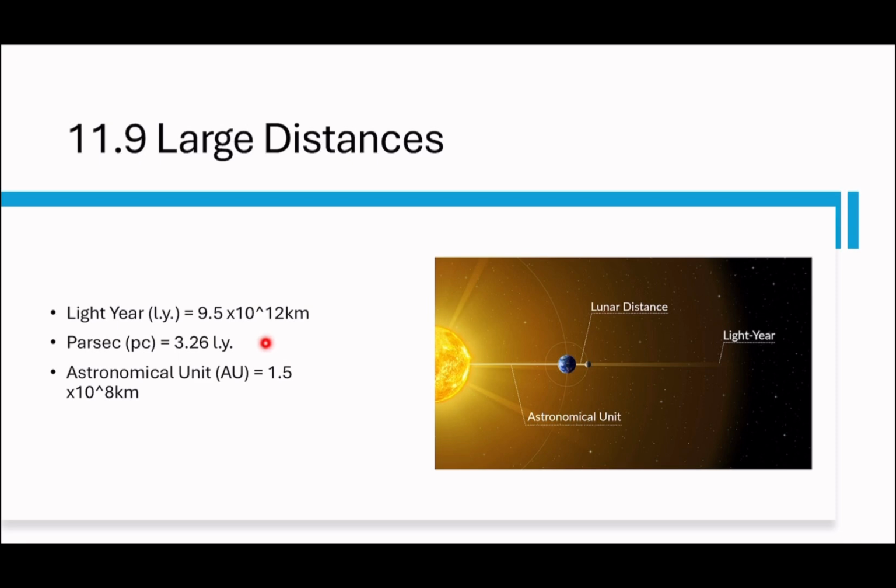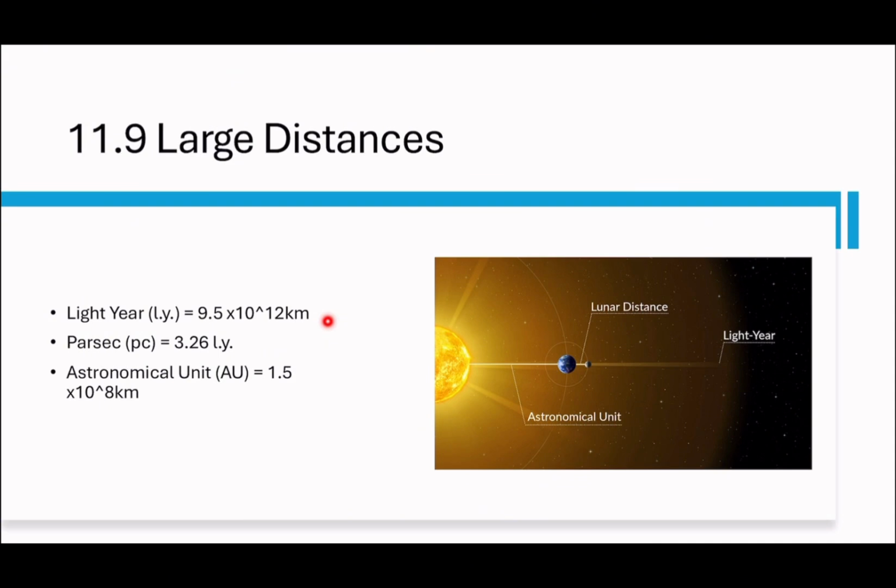and it is used more by professional astronomers. Light year is used by more amateur astronomers. And the astronomical unit, which is the distance between Earth and the Sun. So you'll be given these measurements, but you need to know how to convert between them.